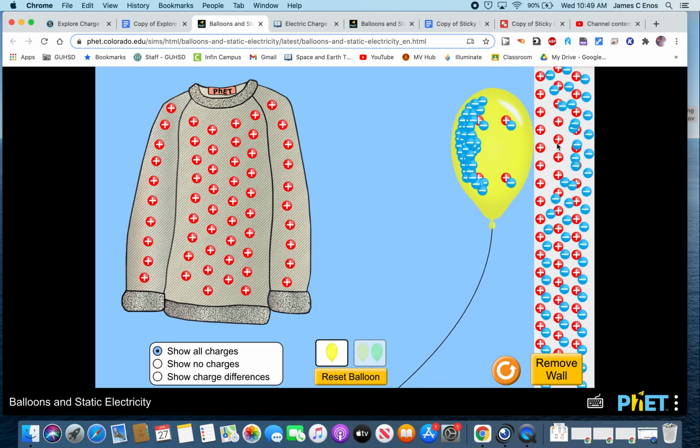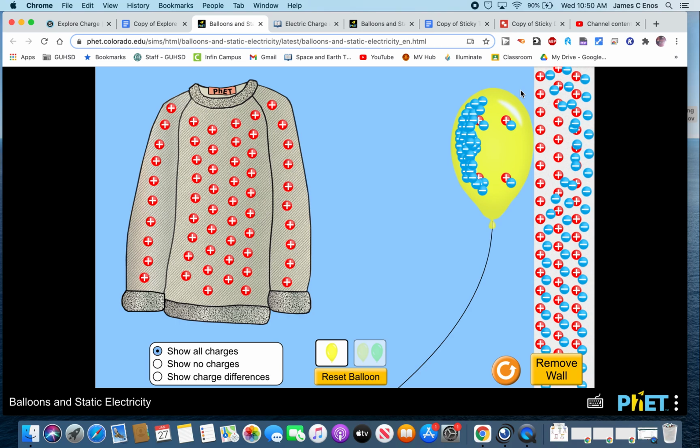And then I could stick the balloon onto the wall, and what happens is that negative charges get repelled, positive charges remain, and these negative charges in the balloon are now attracted to this. So the wall allows the balloon to stay up because it applies a force.